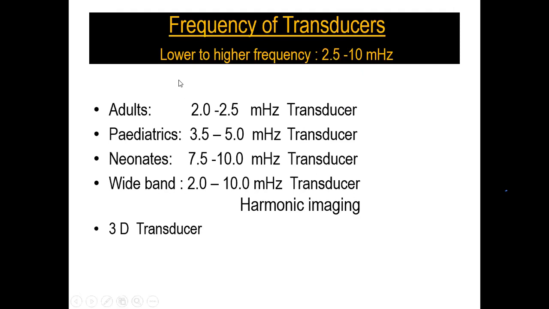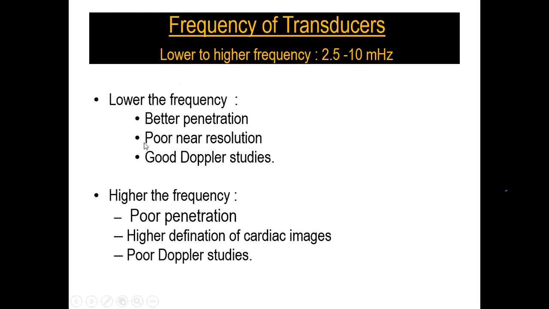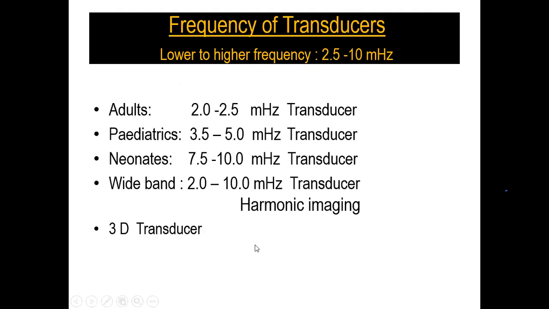Then comes what kind of transducer or what frequency we use in adult, pediatric, neonate. In adult, we use 2 to 2.5, pediatric 3.5 to 5, neonate 7.5 to 10. And to take care of these two lacunas, poor near resolution and poor Doppler studies, we now have wide band transducers or harmonic transducers.